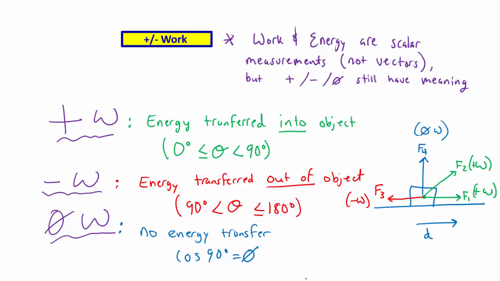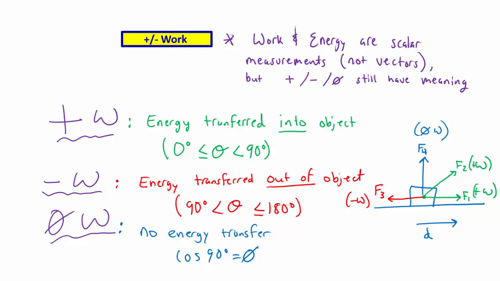So when I have energy transferred into an object, when I'm applying that force, it's always going to be in the direction of the displacement, or there's going to be some of that force that's applied in the direction of the displacement. So you look at my little force 1 and force 2, both those forces are applied in the direction that the object is moving or has displacement, so we're actually adding energy into the system.